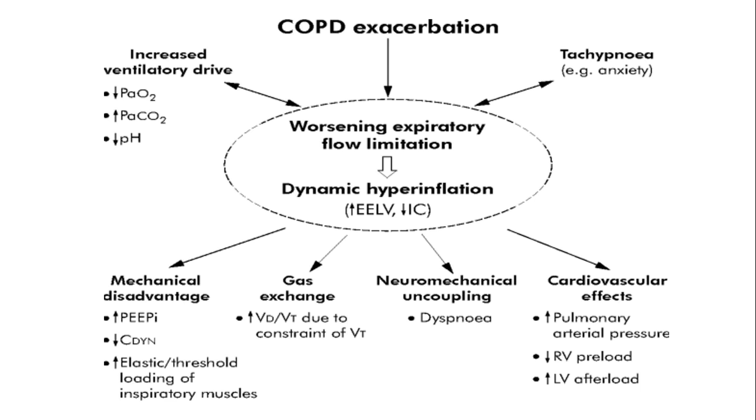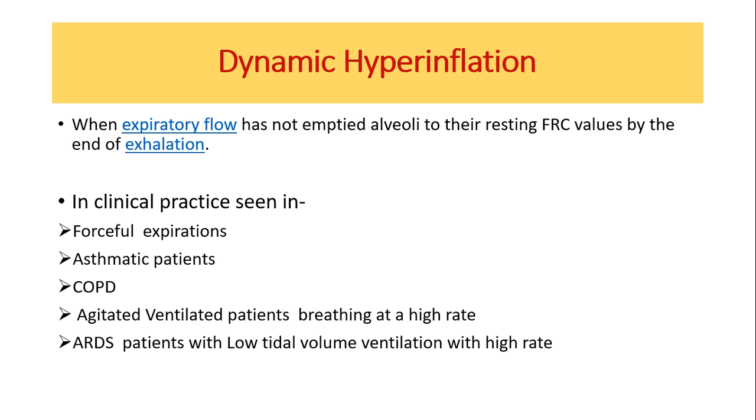So this is the cycle of COPD exacerbation. Increased drive, mechanical disadvantage, hyperinflated lungs, flattened diaphragms, really can't do much, neuromechanical uncoupling, and this adverse effect of the hyperinflated lung on the venous return, on the right side of the heart, on the left side of the heart. And all this leads to anxiety, further tachypnea, further worsening, further air trapping.